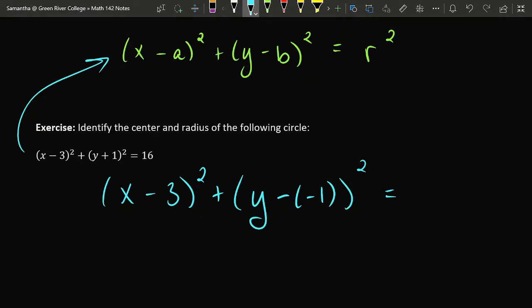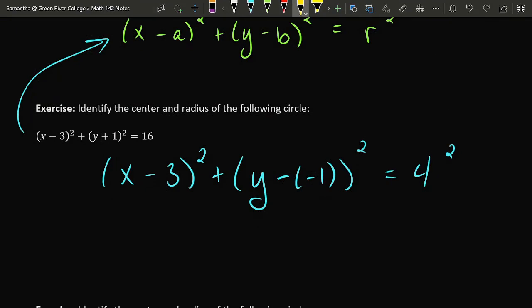I have a 16 on the far right. In the equation that I was given, I have an r squared on the far right. So I'm going to write that 16 down as something squared. 16 is equal to 4 squared.